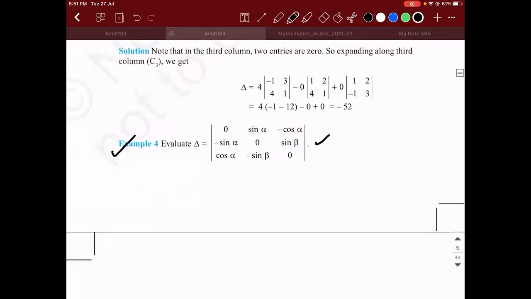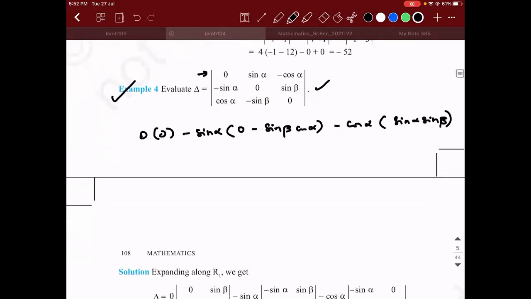The answer will be 0 because if you expand it along row 1, 0 into 0 minus sine alpha into 0 minus sine beta cos alpha, minus cos alpha into sine alpha sine beta. Okay, so this will be 0 minus, sorry, plus sine alpha cos alpha sine beta minus sine alpha cos alpha sine beta, that will give us 0.